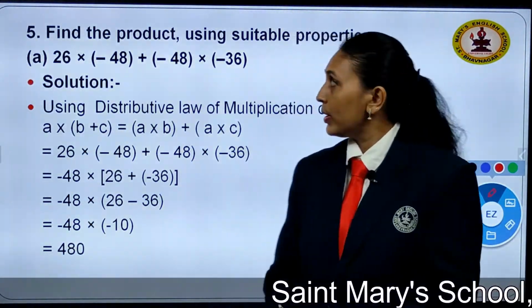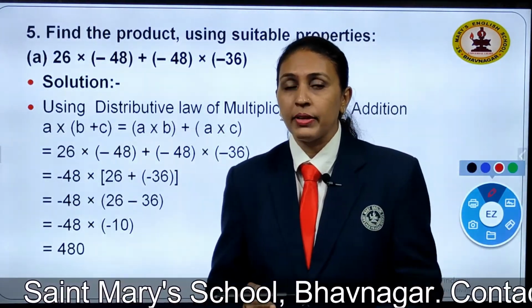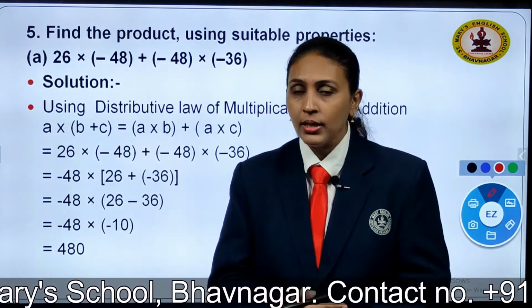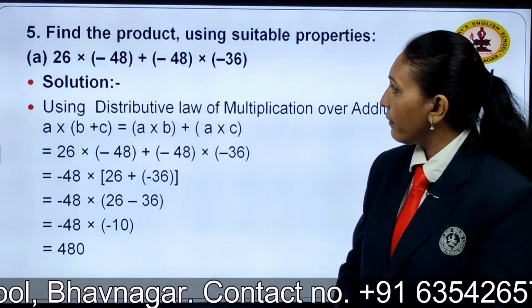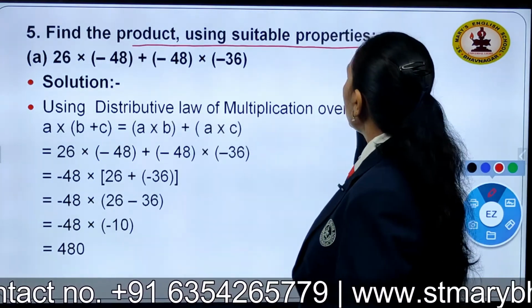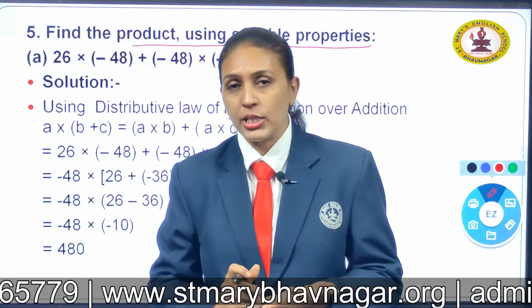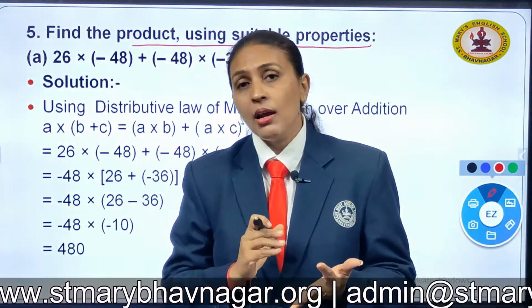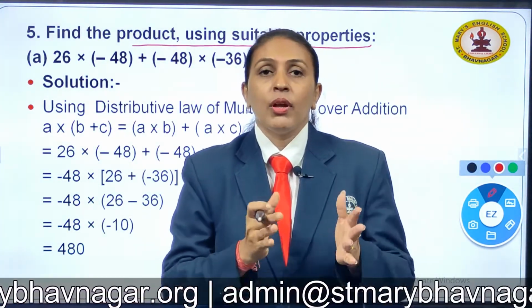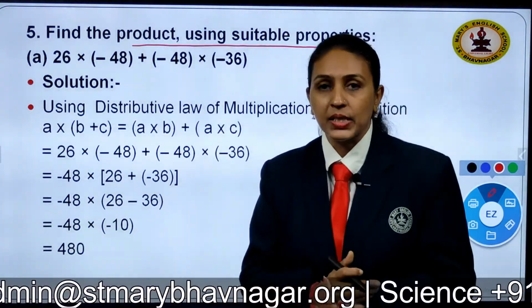Today we will continue with our question number 5. In the previous video, children, we completed questions 1 to 4. So today we will start with question number 5. Find the product using suitable properties. Children, we have learned the closure property, commutative property, associative property, distributive property. We have to make use of these properties here to solve the given sums.